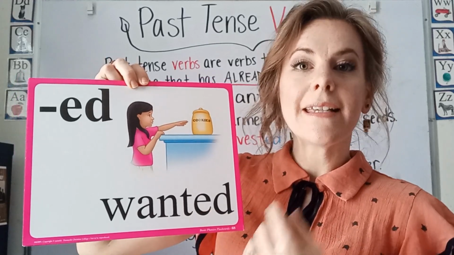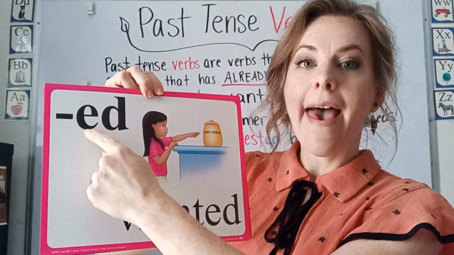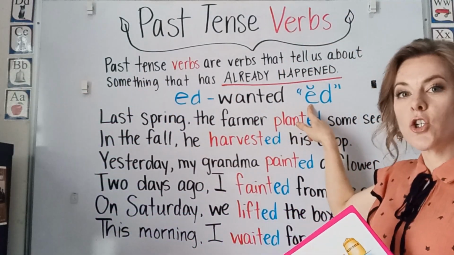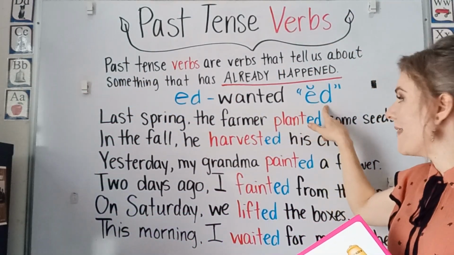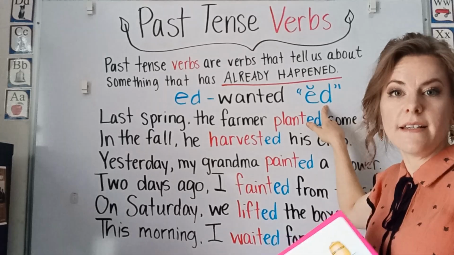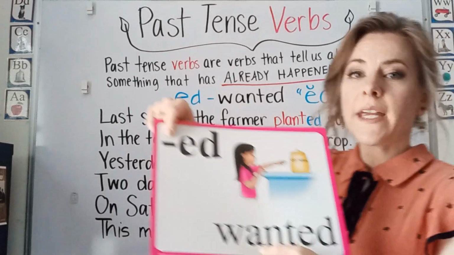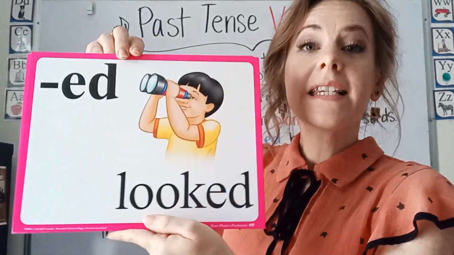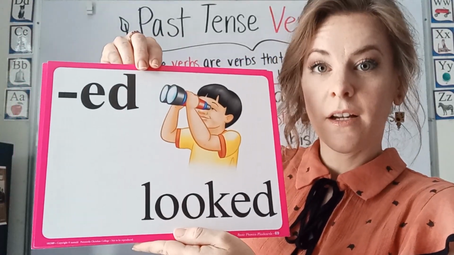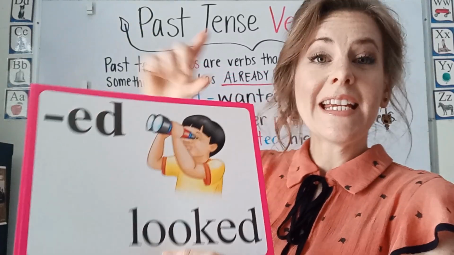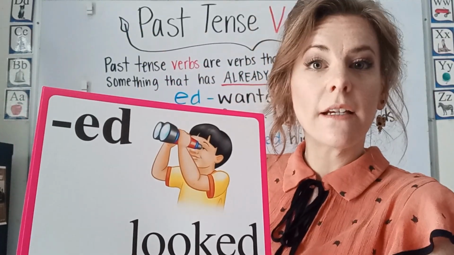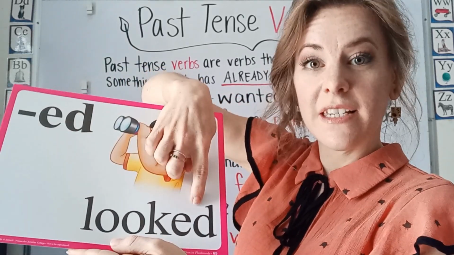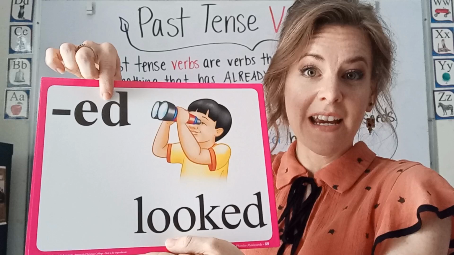It says ed, ed, ed, d, d, d. The e makes a short e sound, and the d just says d, d, d. Okay, so we have ed in wantED. Then we have t in looked, looked. The ed sounds like a t, t, t, t. Looked, looked. Okay, so this ed says t.